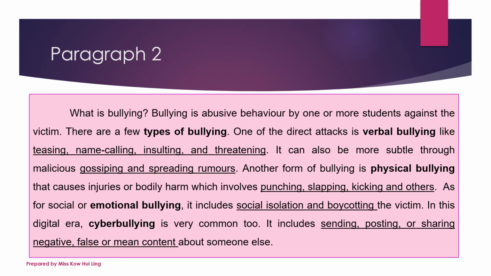What is bullying? Bullying is abusive behavior by one or more students against the victim. There are a few types of bullying. One of the direct attacks is verbal bullying, like teasing, name-calling, insulting, and threatening. It can also be more subtle through malicious gossiping and spreading rumors. Another form of bullying is physical bullying that causes injuries or bodily harm, which involves punching, slapping, kicking, and others.